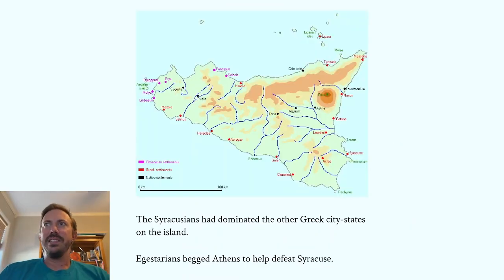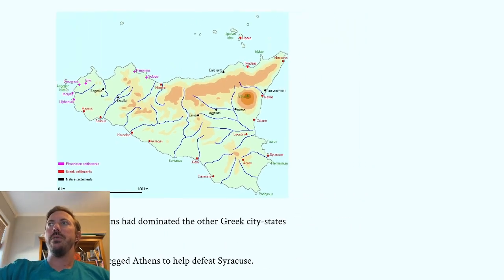So the Agisterians begged Athens to help defeat Syracuse. So the ambitious Athenians who want to colonize westward, they go and they try to help out the Agisterians. Agisteria is another city-state on Sicily, and they want to break the power of Syracuse.